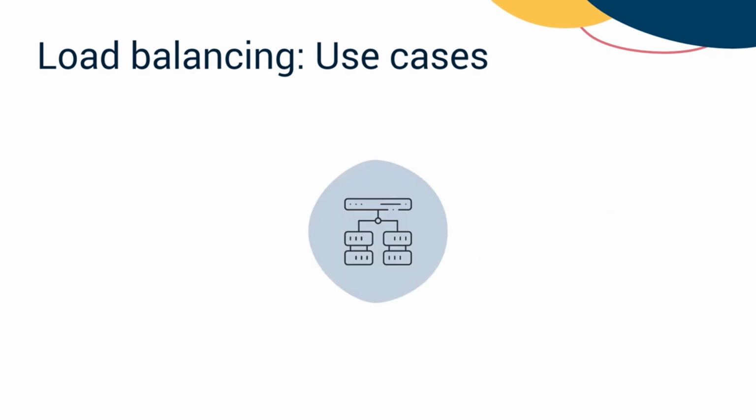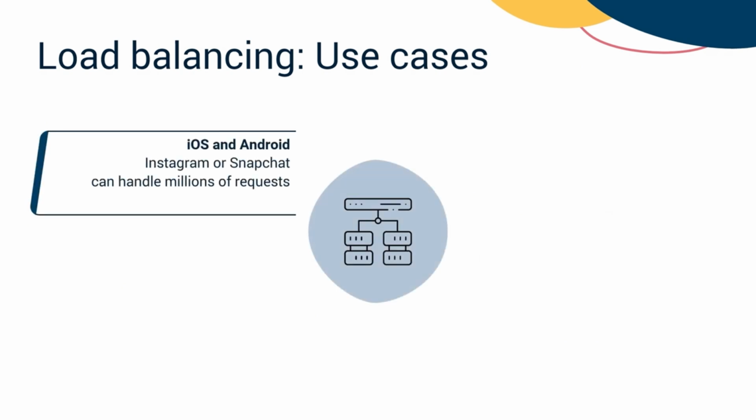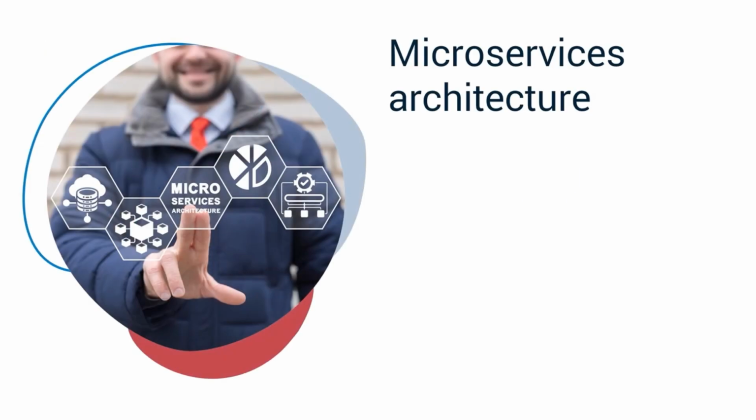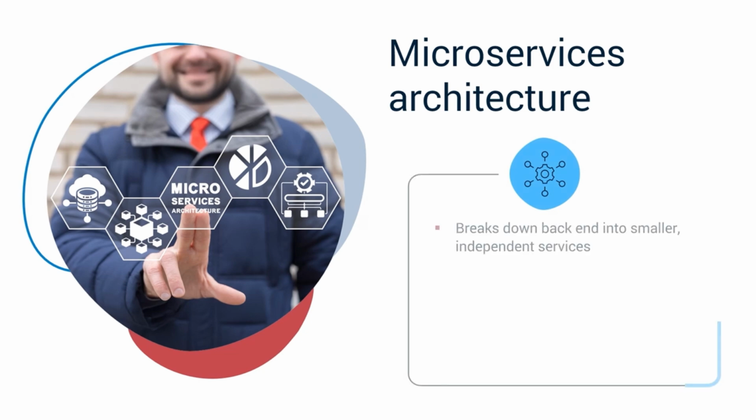Let's look at some use cases. On iOS and Android platforms, popular apps like Instagram or Snapchat use load balancing to handle millions of requests. Cross-platform Flutter and React Native apps can scale and balance numerous requests using load balancers, connecting to multiple servers through APIs. The next strategy is microservices architecture, which breaks down the backend into smaller independent services to handle specific functions.